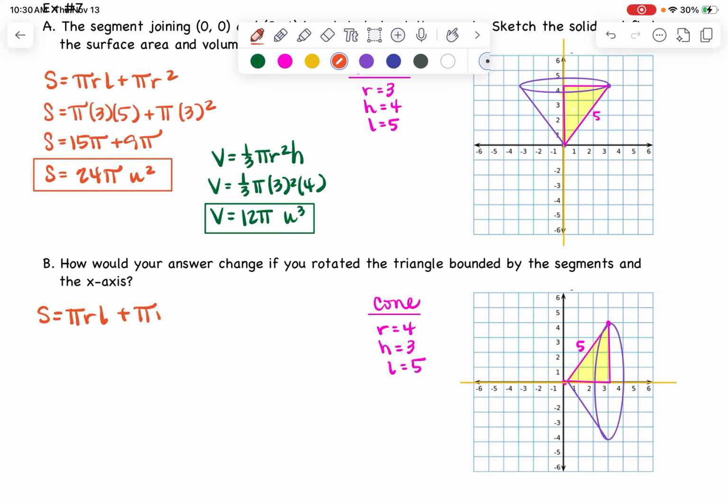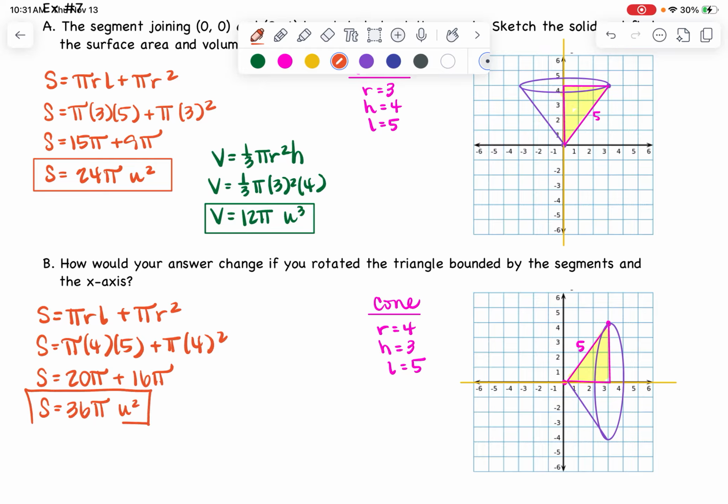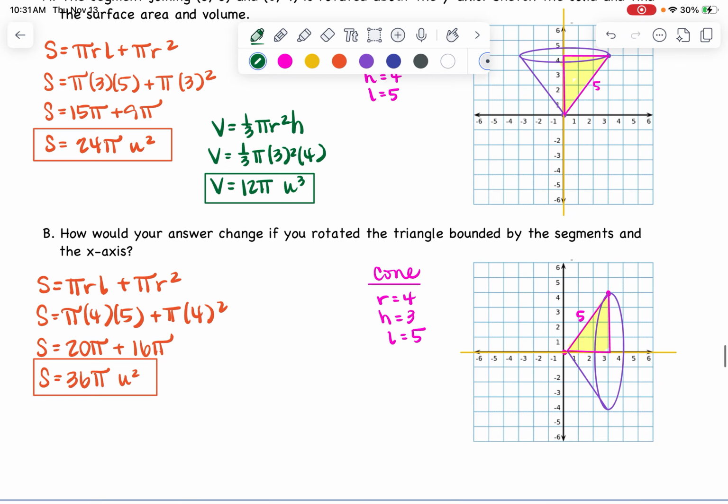So pi r l plus pi r squared, plugging in our new numbers, pi times 4 times 5 plus pi times 4 squared. So this is going to give us 20 pi plus 16 pi. So I'm getting 36 pi square units as my surface area. So it's definitely bigger, because it had a bigger circle. Again, it also had a bigger lateral area, because we were doing 4 times 5 instead of 3 times 5 with that slant height.